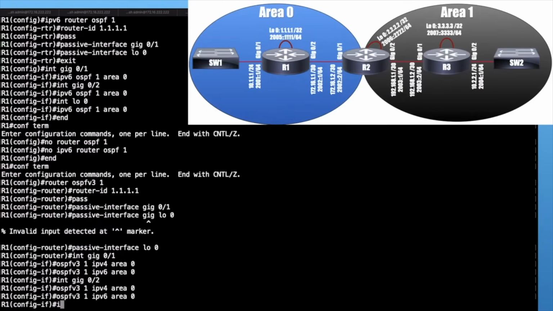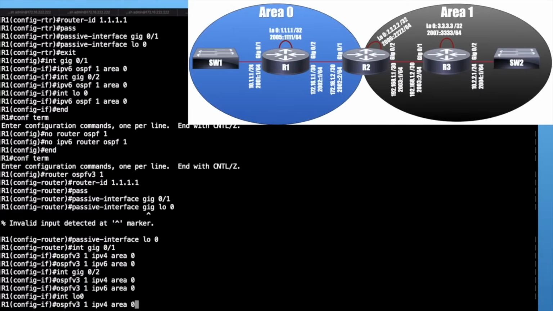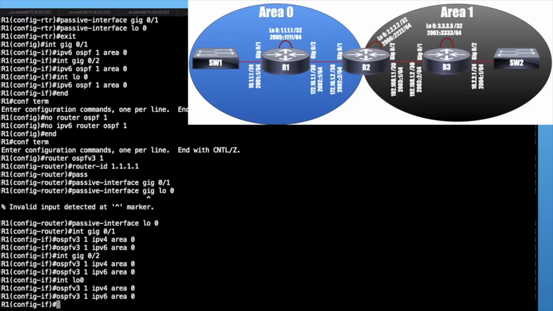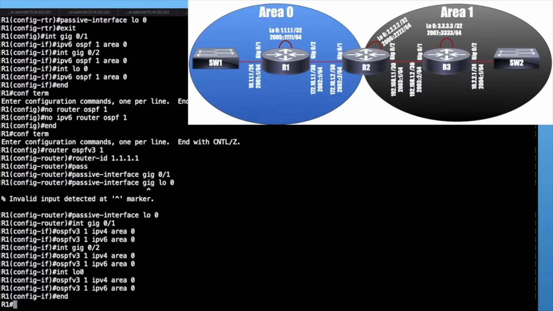One more to go. Interface loopback 0, OSPF version 3, process ID 1, IPv4 address family, IPv6 address family, and once again, we are done with our configuration. It worked a little bit differently, didn't it? We could set passive interfaces just one time, and they would be inherited down to our address families. The verification commands are also a bit different.